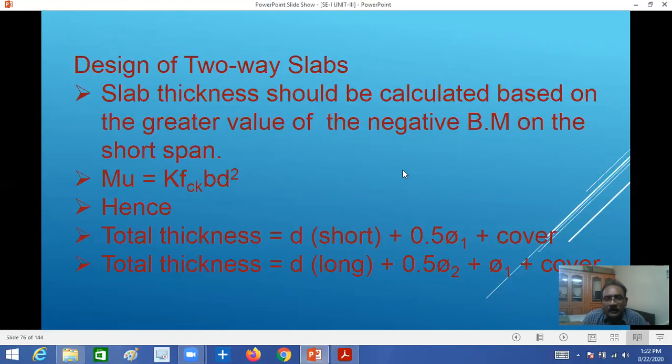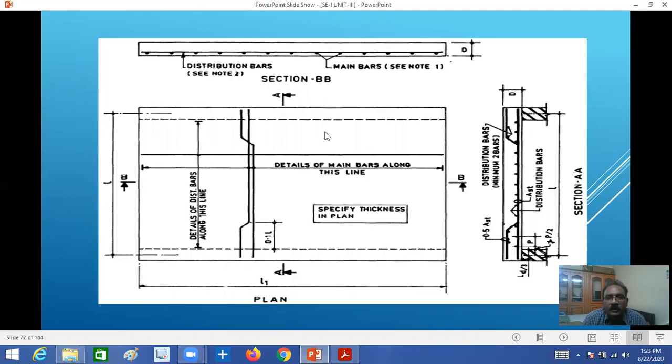Okay, generally what is the cover we are going to provide? Generally 20 mm we will provide in slabs. Similarly, for the longer direction you will have 0.5 of the diameter of the second reinforcement, that may be 10 mm, 12 mm or 8 mm, plus the shorter span diameter, plus cover. So this is the total thickness. This is the way we have to calculate.